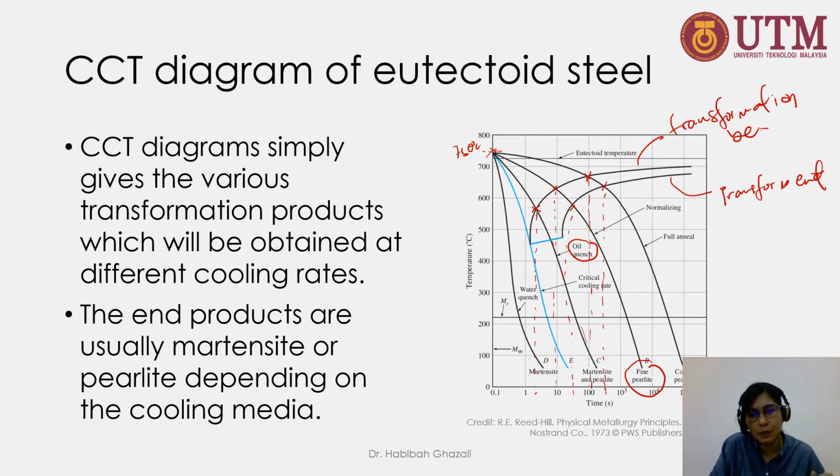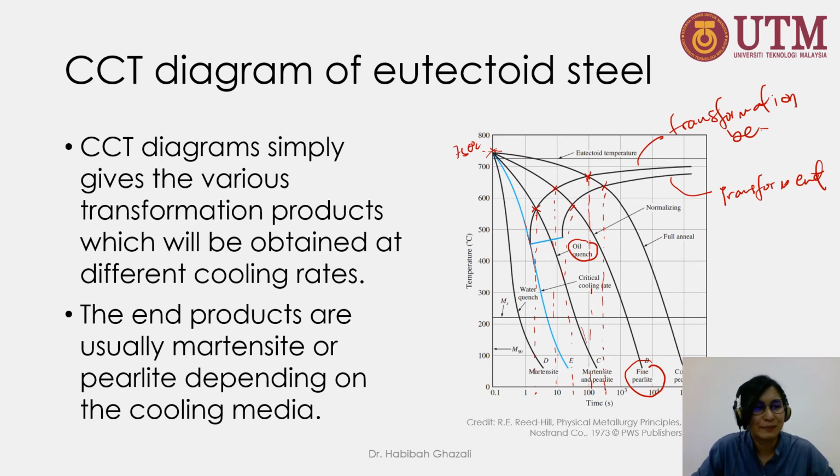So this blue line here represents the critical cooling rate, in which, for eutectoid steel, if the cooling rate is slower than this blue line here, you will have a product of perlite and a mixture of martensite. If you have any cooling rate that is higher than that, it means that your final product will be all martensite. So that's how you use this CCT diagram.